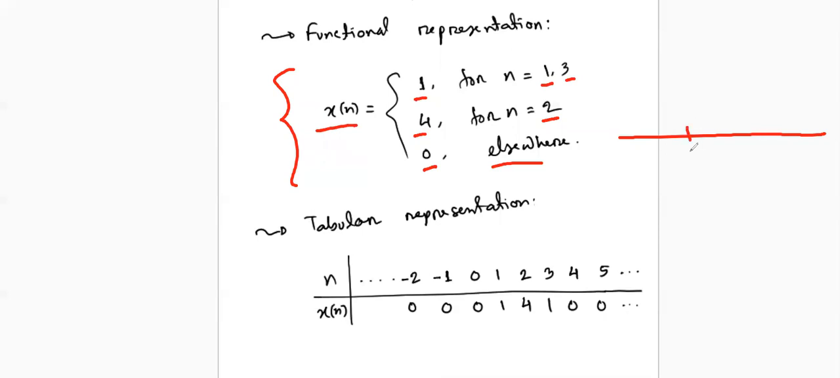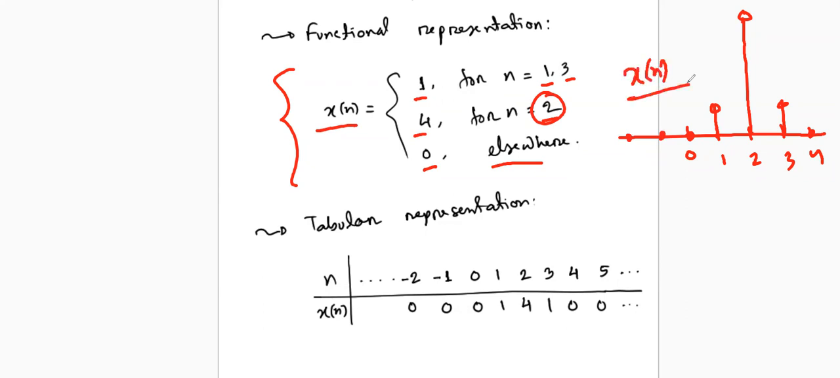So this is 0, 1, 2, 3, 4, let's say. At the place number 1 and 3, we have the amplitude 1 like this. At the place of 2, we have 4, and elsewhere we have 0. So anywhere else it will be 0. So this is our x[n], and this is the functional representation of the signal.